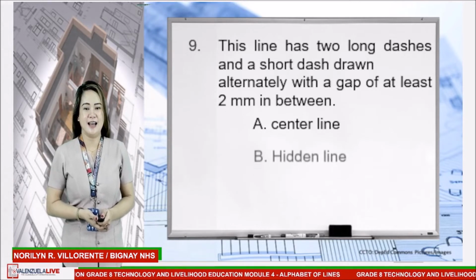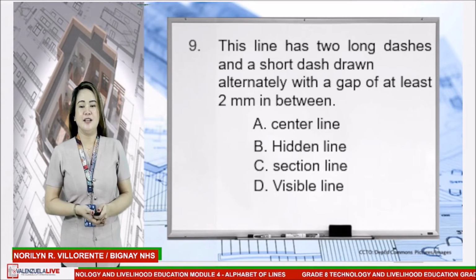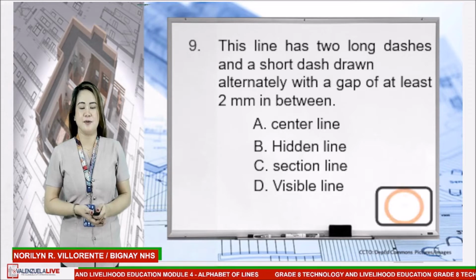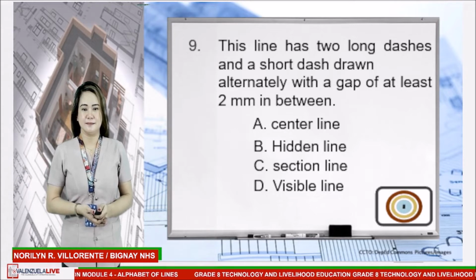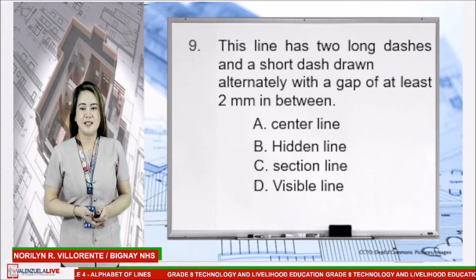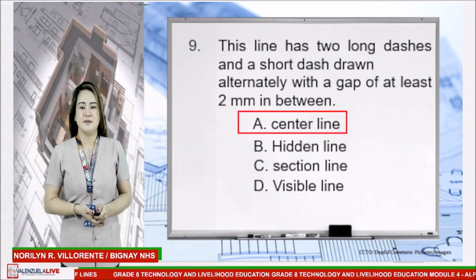B. Hidden line. C. Section line. D. Visible line. Your timer starts now. Time is up. The correct answer is letter A, center line. Very good. What about number 10?